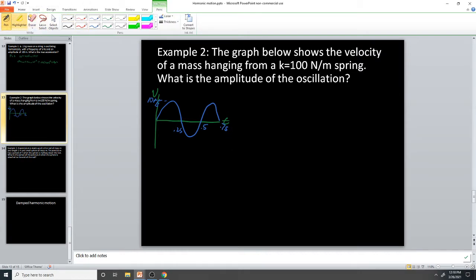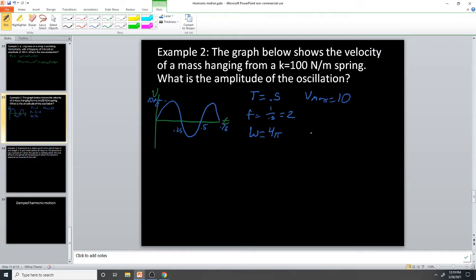All right, so first thing, looking at this graph, one period is when the velocity goes from 0, positive, 0, negative, 0. So that's a complete cycle. So I know the period is 0.5. I also know that V max is 10. So my period is 0.5, then my frequency is 1 over 0.5, or 2, which means my angular frequency is 4 pi.